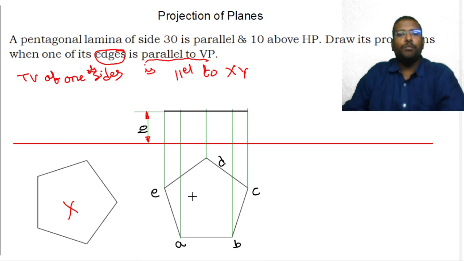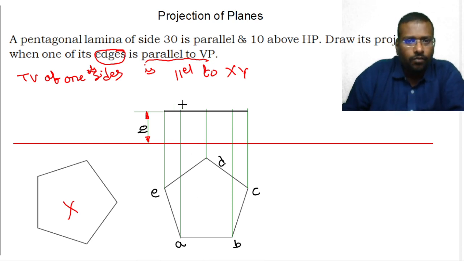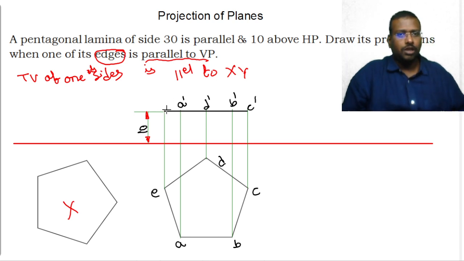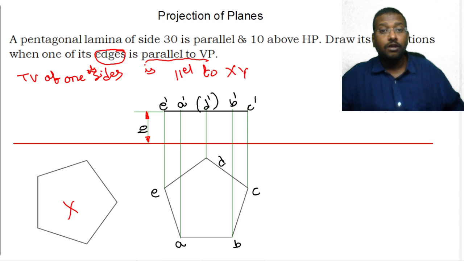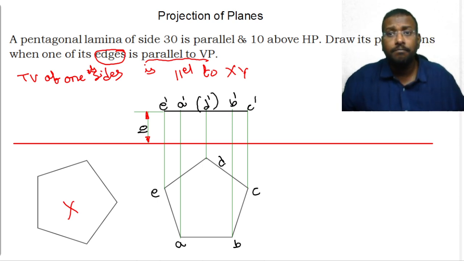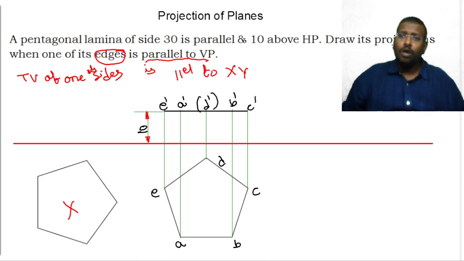But how do we give the numbers? Sir, this is A. Therefore, it is going to be A dash in the front view. This is B dash, C dash, D dash, E dash. You have drawn it like this, but I am going to place D dash in brackets. Why, sir? Why is D dash in brackets? Because once you observe it, it is not visible to the observer.